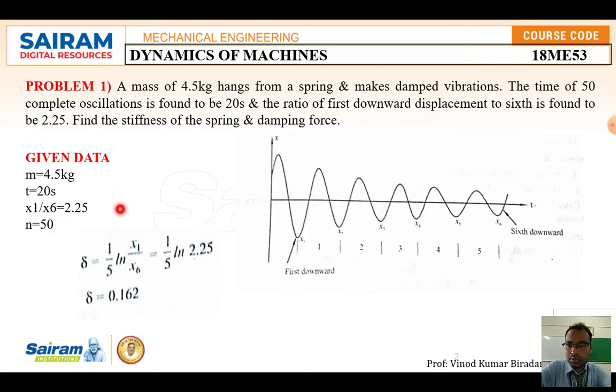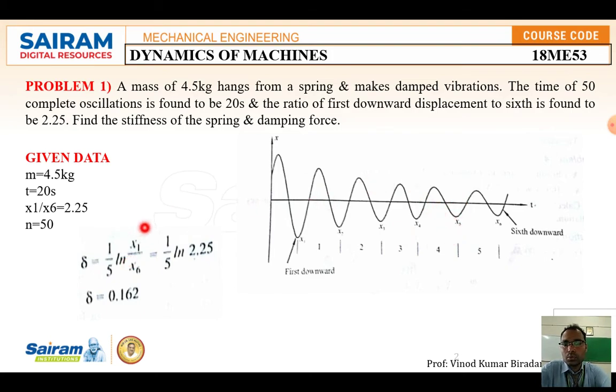Here n is not 50. The 50 oscillations are for the time of 20 seconds. So how many oscillations take place from 1 to 6? Observe, many students write n is equal to 6, but it is not 6, it is going to take 5 oscillations. So this is the first, second, third, 4, 5, so n is equal to 5 here.